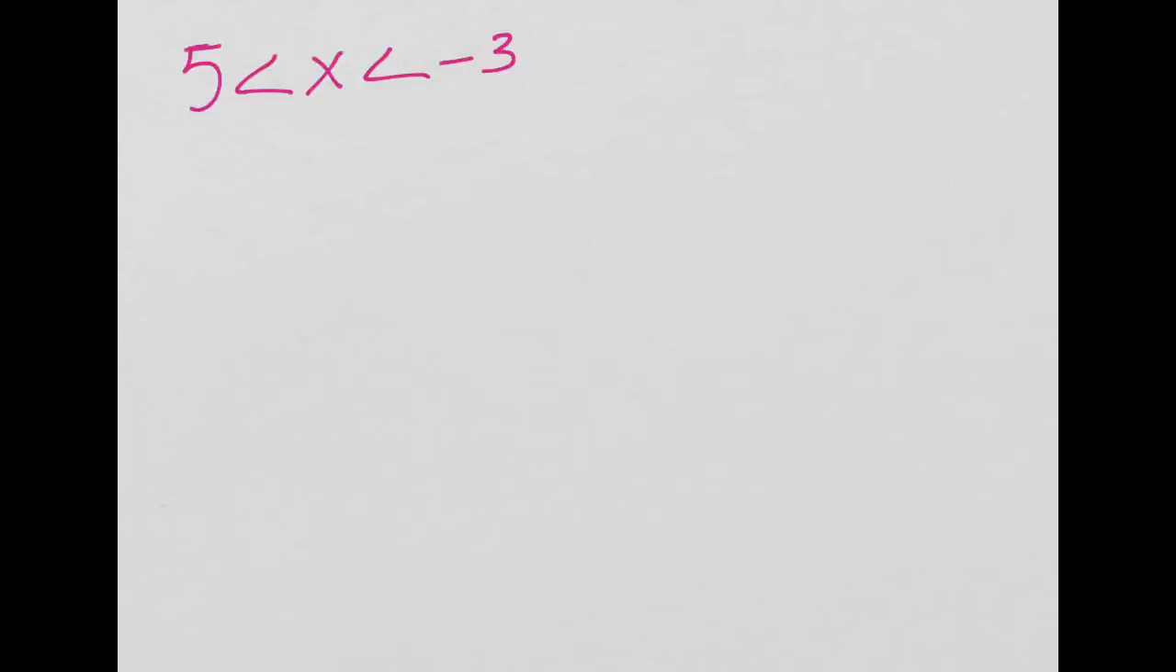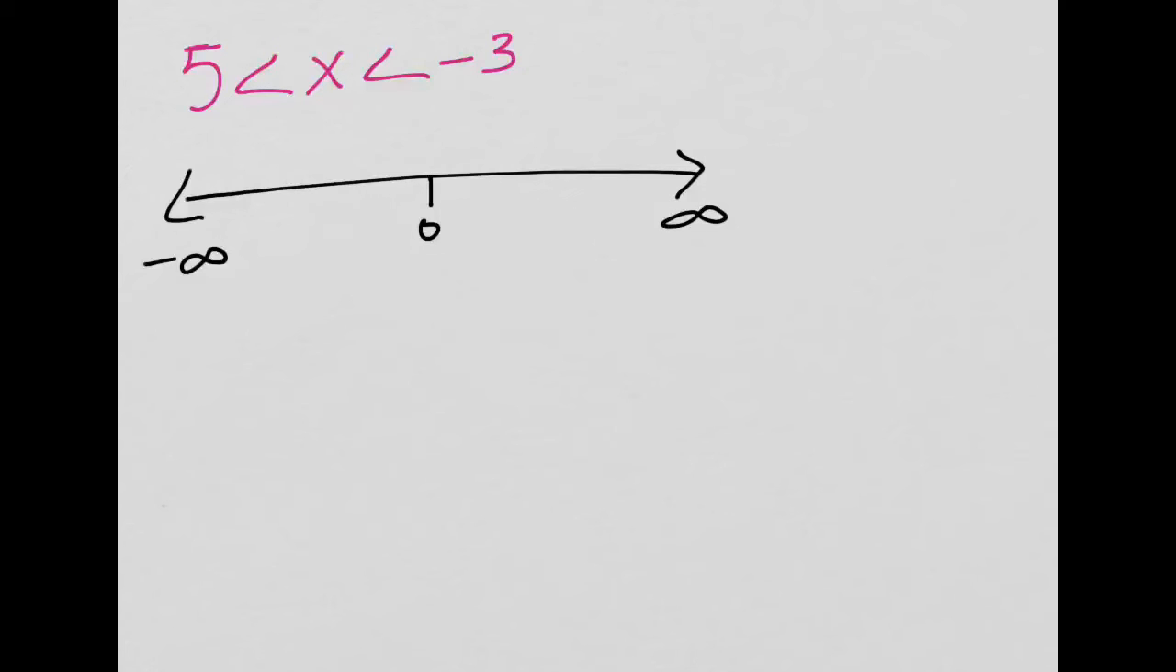So we're going to go ahead and draw our number line. It's always good to draw a number line if you're going to write your answer in interval notation. 0 is always in the middle. Negative infinity always to the left side. Positive infinity always to the right side. I have negative 3 here, and I have positive 5 here.